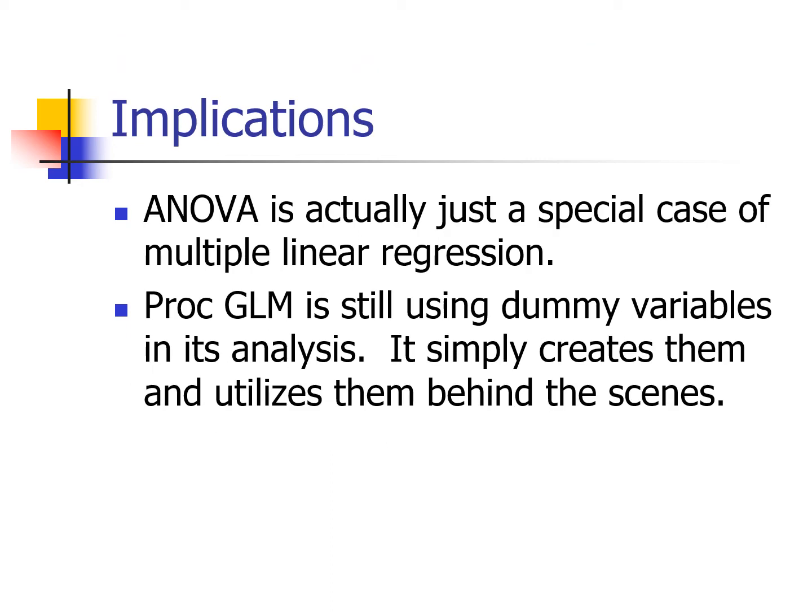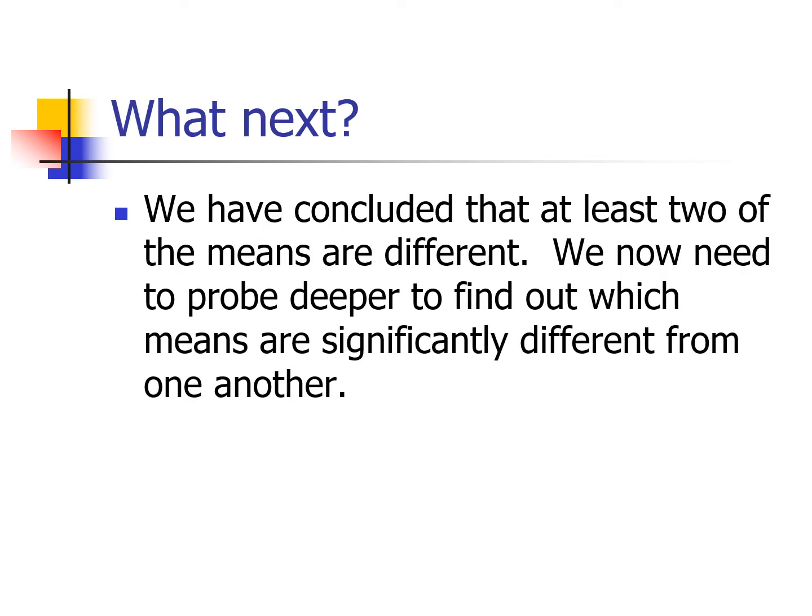So there are our implications. Pretty cool, right? ANOVA is actually just a special case of multiple linear regression. PROC GLM is still using dummy variables in its analysis. It just creates them and uses them behind the scenes. It streamlines the process. So we have now concluded, with p-value 0.0136, that at least 2 of the means are different.